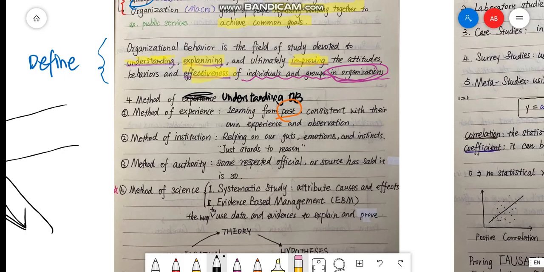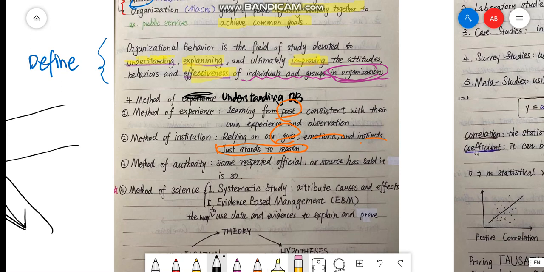The second one is intuition. It relies on our gut and emotions and instinct. This sentence is from the textbook. It's just stand to reason. For example, if your boyfriend looks at his phone and he's smiling, then you ask your boyfriend what is so funny, and your boyfriend says no, there is nothing funny. Then you will understand he's gonna cheat on you, maybe, I'm not sure.